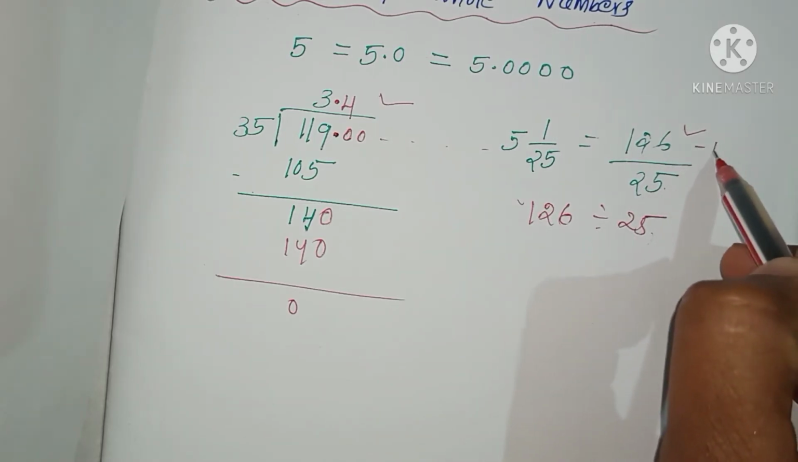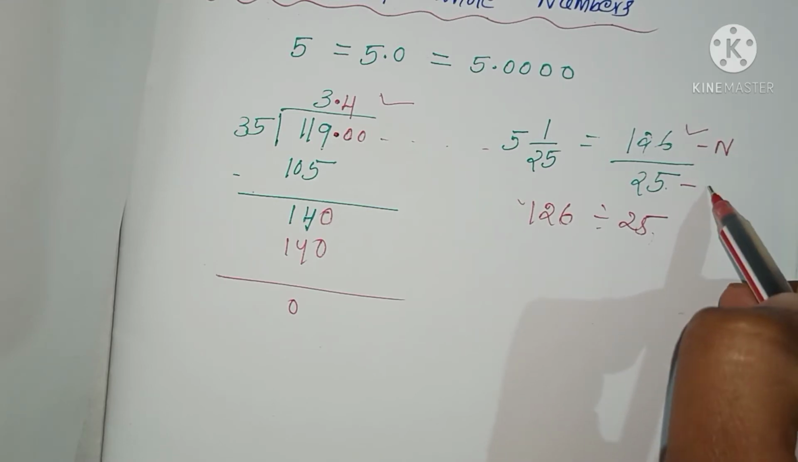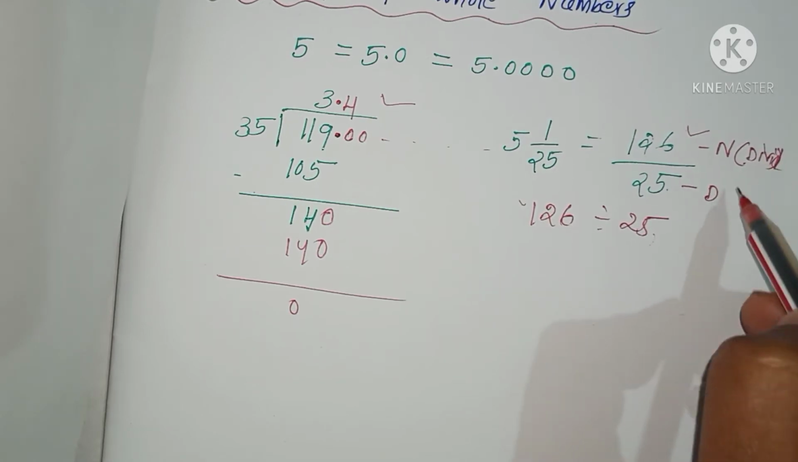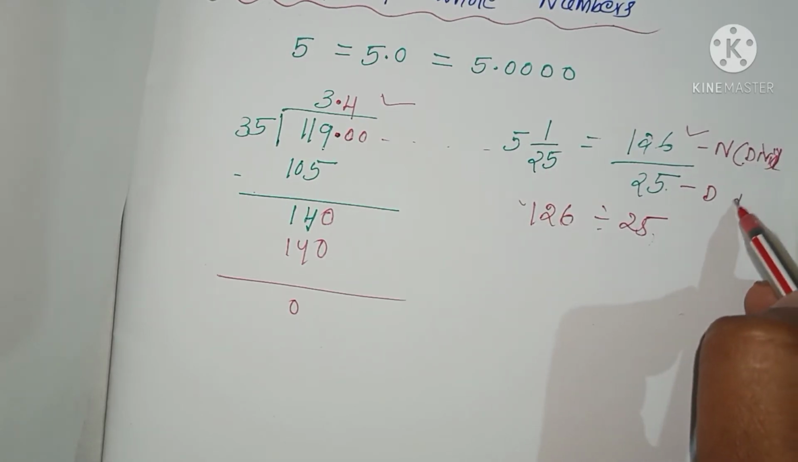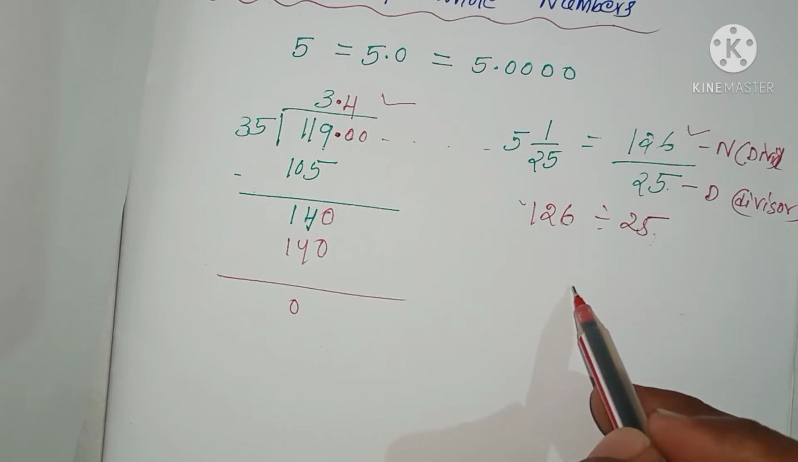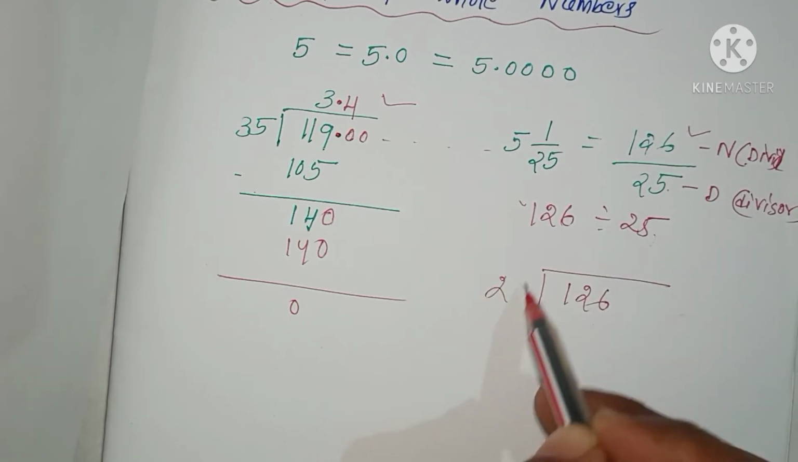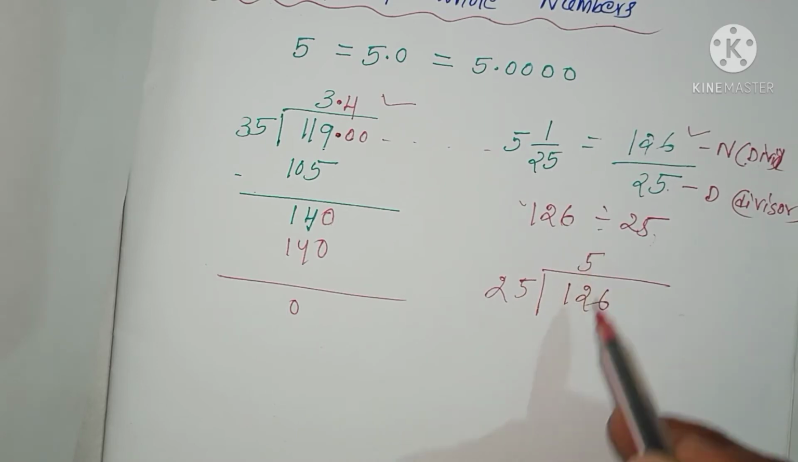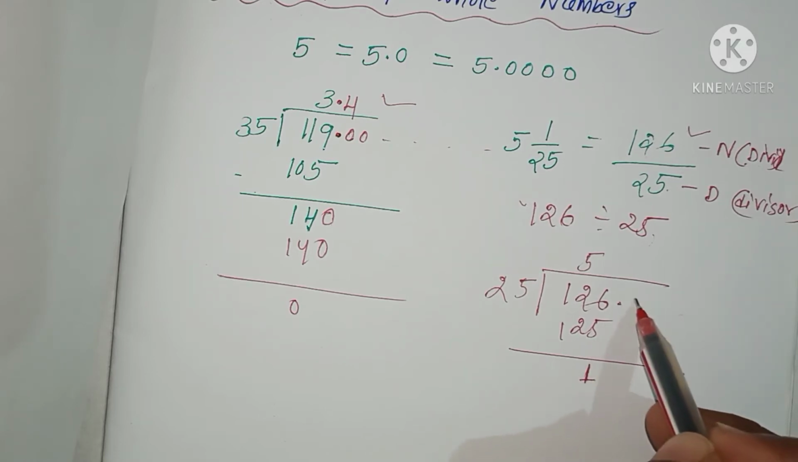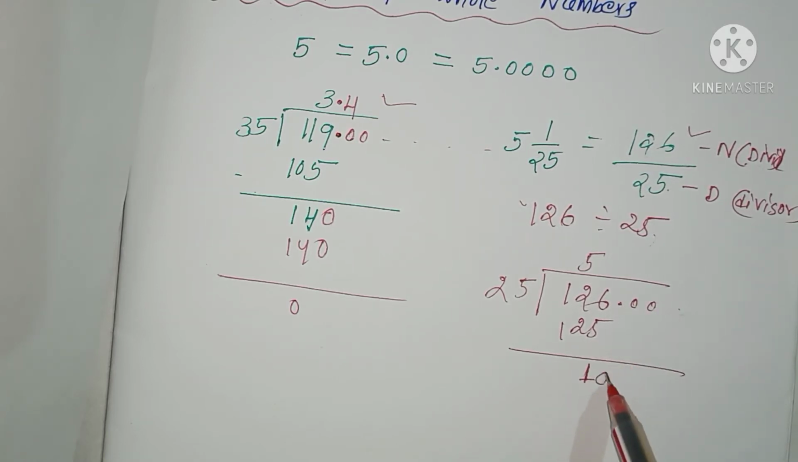This is the numerator and this is the denominator. The numerator we write as the dividend, and the denominator we write as the divisor. Is it clear to all of you? So here we write 126 divided by 25. 25 into 5 equals 125, and the remainder is 1. Then we put a point and zeros, since many zeros are there. The dividend is smaller and the divisor is greater, so we put 0 down.